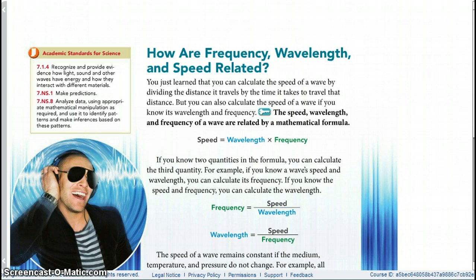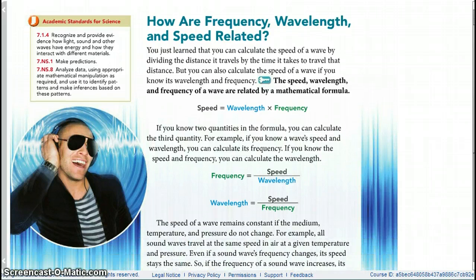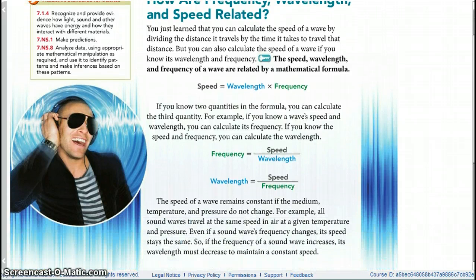How are frequency, wavelength, and speed related? You just learned that you can calculate the speed of a wave by dividing the distance it travels by the time it takes to travel the distance. But you can also calculate the speed of a wave if you know its wavelength and frequency. The speed, wavelength, and frequency of a wave are related by a mathematical formula. Speed equals wavelength times frequency. If you know two quantities in the formula, you can calculate the third quantity. For example, if you know the wave's speed and wavelength, you can calculate frequency. If you know the speed and frequency, you can calculate wavelength.